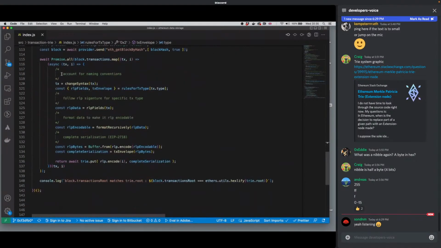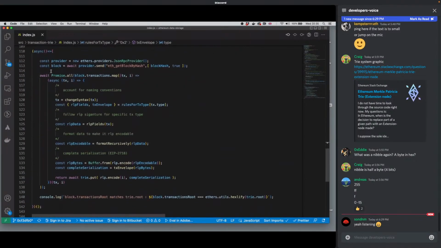Okay, and basically that's what is happening in this code. Instead of using the transaction library, first we are extracting from the transaction, according to what type it is, we're choosing what those methods are going to be. We're then following the signature and outputting just the information that we need for the RLP data.